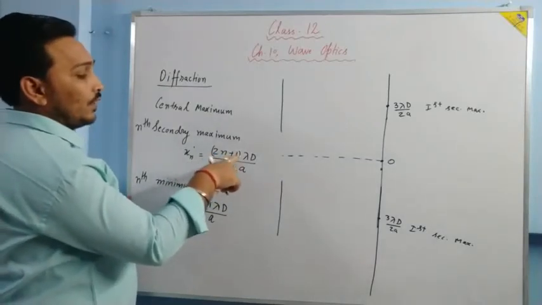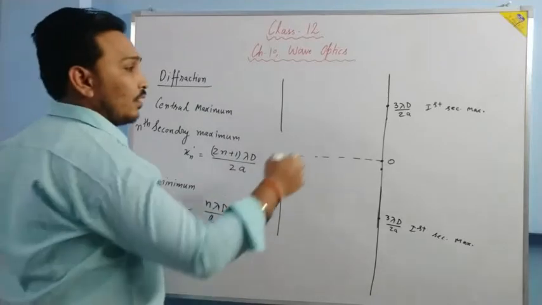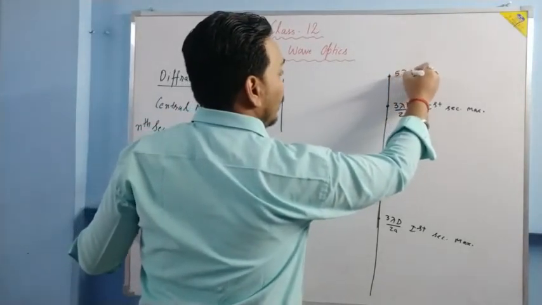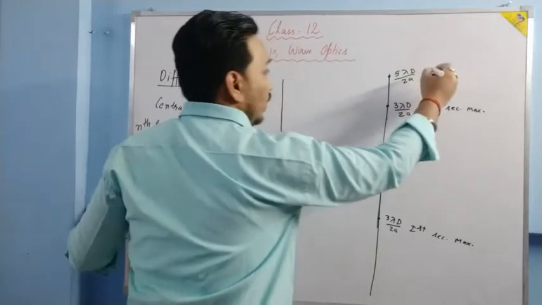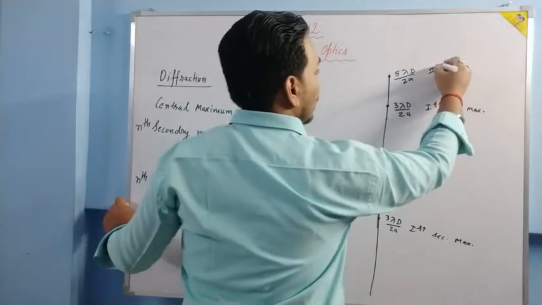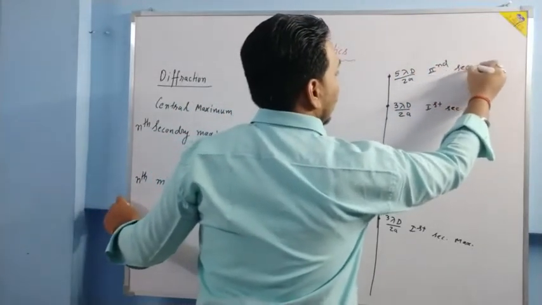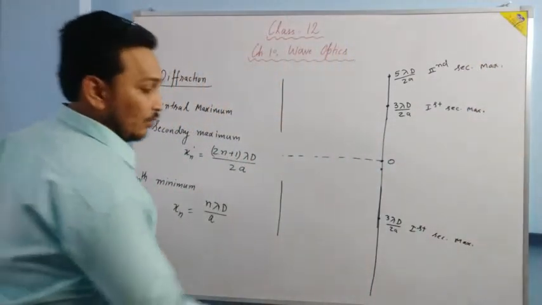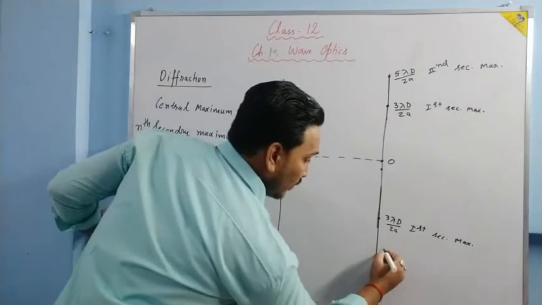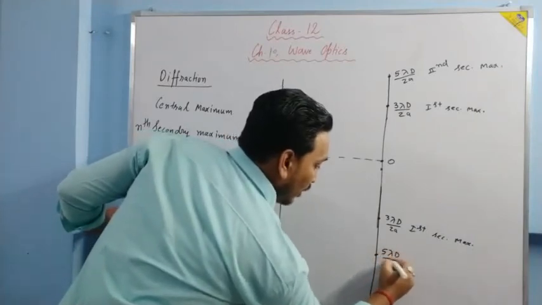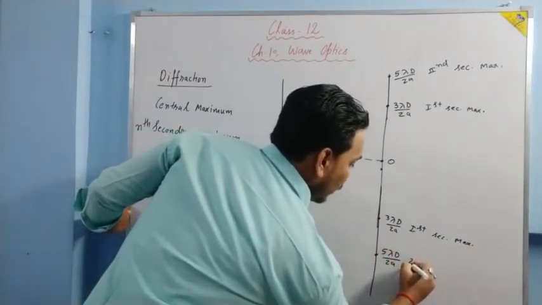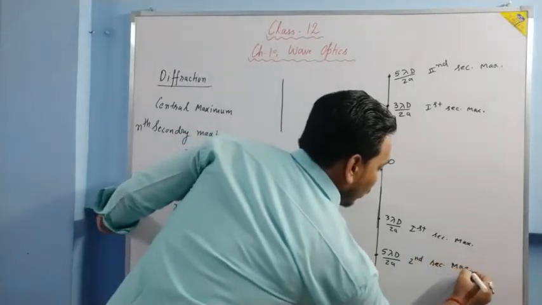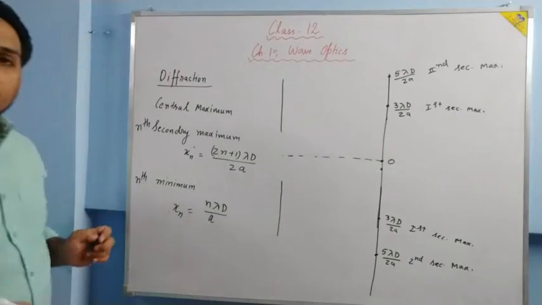The second secondary maximum will be, put n equal to 2, 2 times 2 is 4, plus 1 is 5, so 5 lambda D by 2a. Somewhere here, let it be 5 lambda D by 2a, this is your secondary maximum. And at the bottom, somewhere here, 5 lambda D by 2a, this is your secondary maximum. Is it clear?